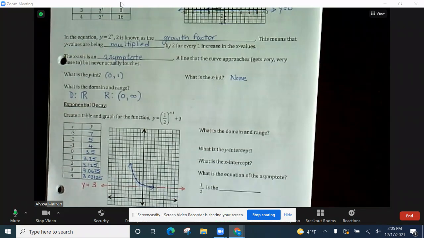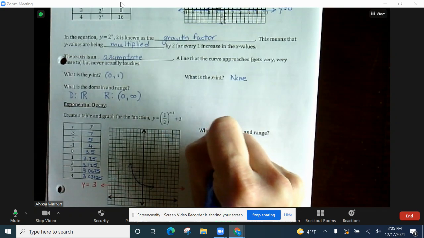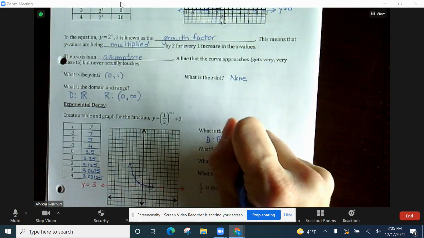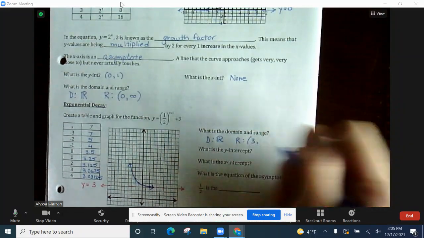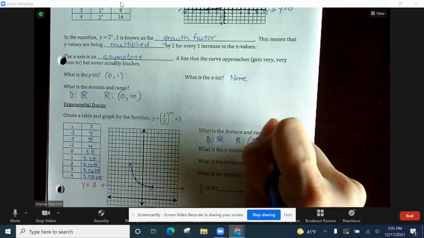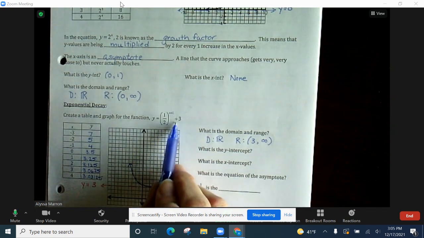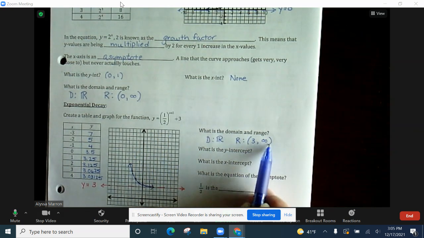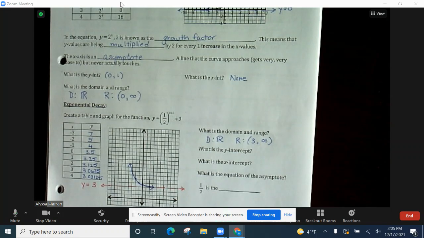As far as our domain, again, that's always going to be all real numbers for exponentials. As far as the range, our lowest most height is at that asymptote of 3. Our highest most height, it goes up to infinity. If this was like a -3, this would be -3 to infinity. If this was a 7, it would be 7 to infinity.